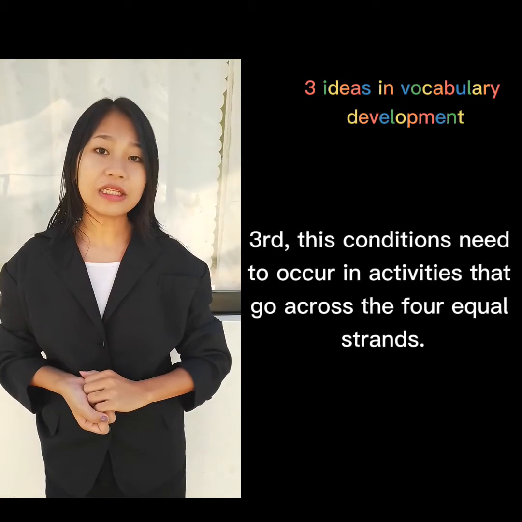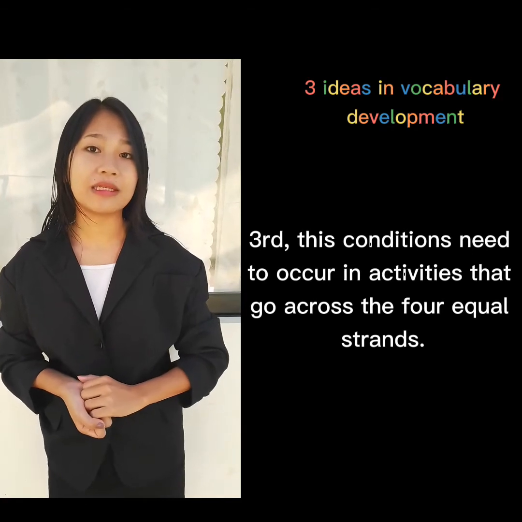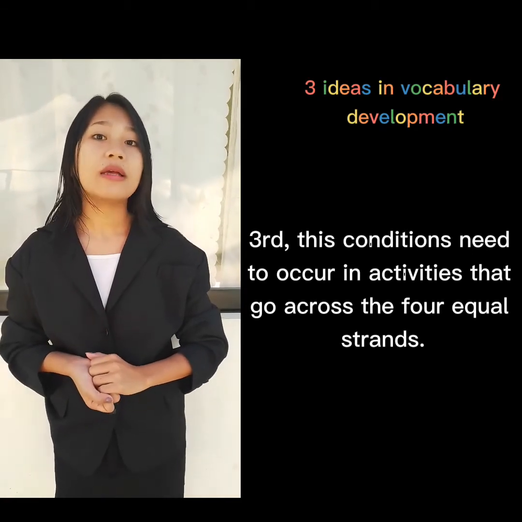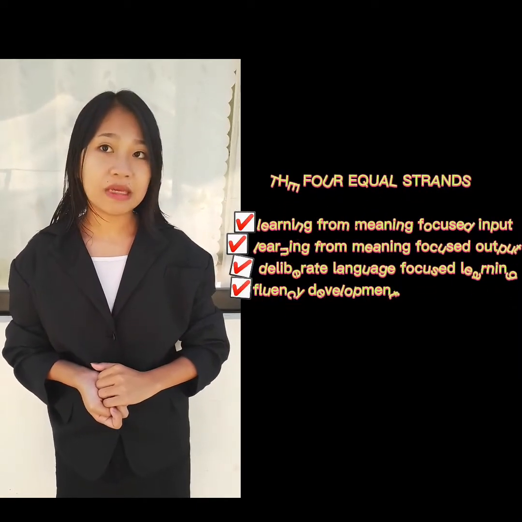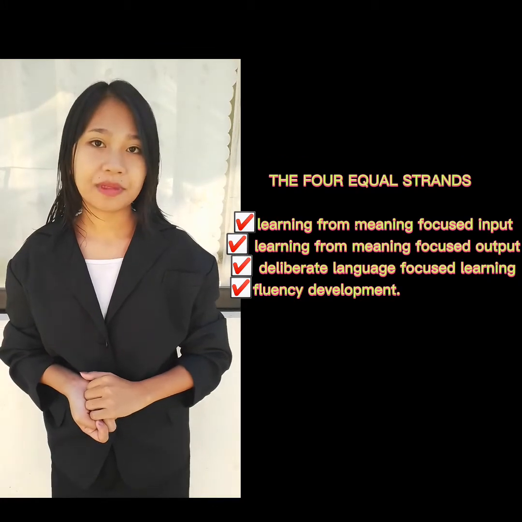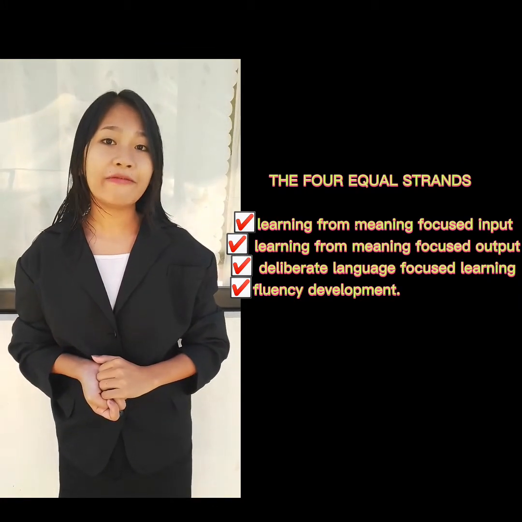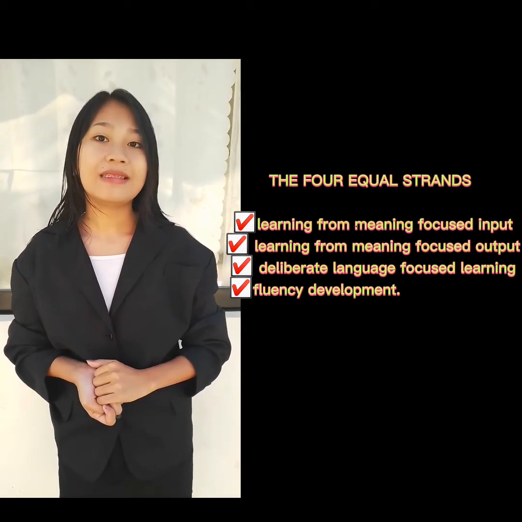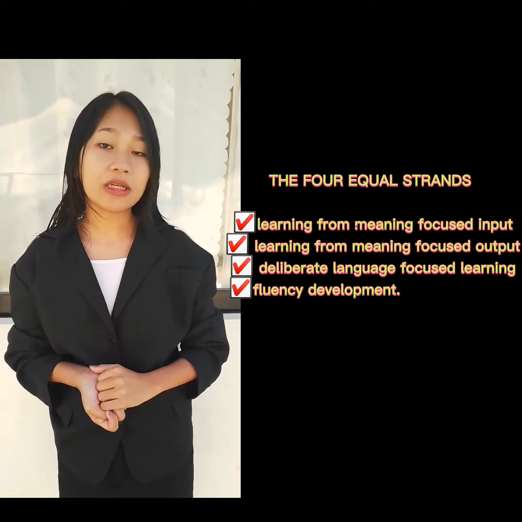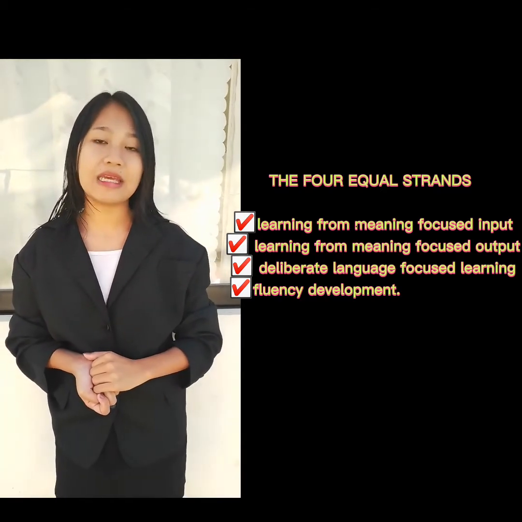Third, these conditions need to occur in activities that go across the four equal strands. So the four equal strands are the learning from meaning-focused input, the learning from meaning-focused output, deliberate language-focused learning, and fluency development.